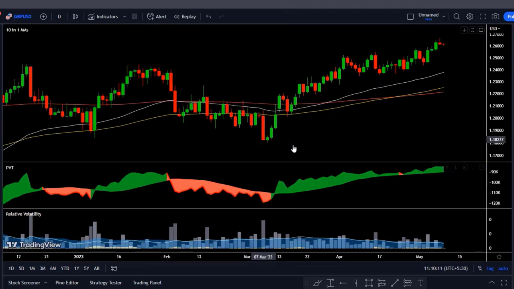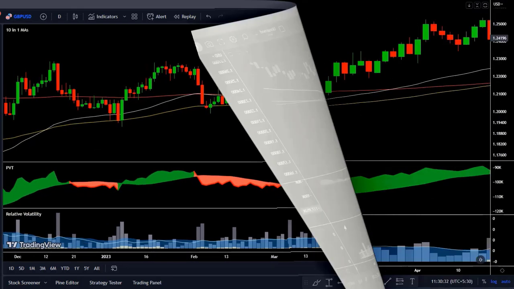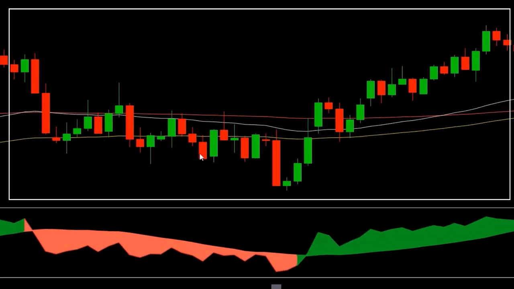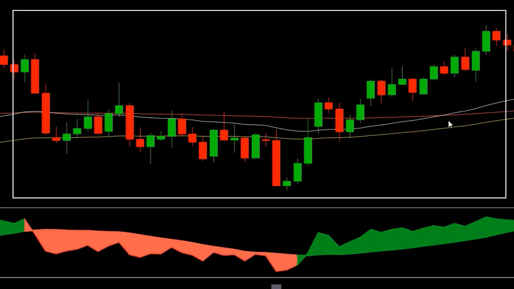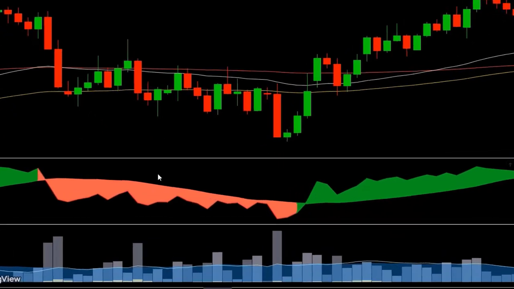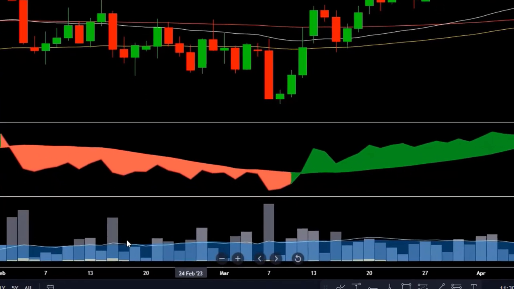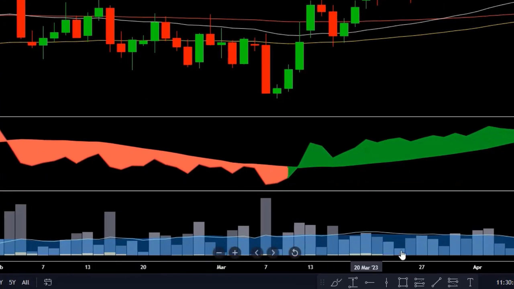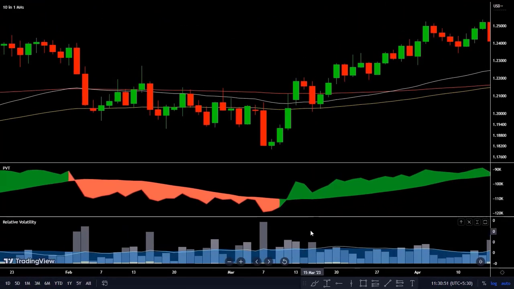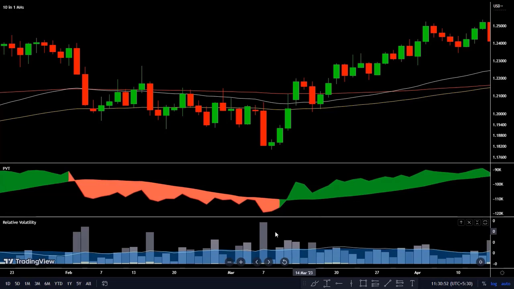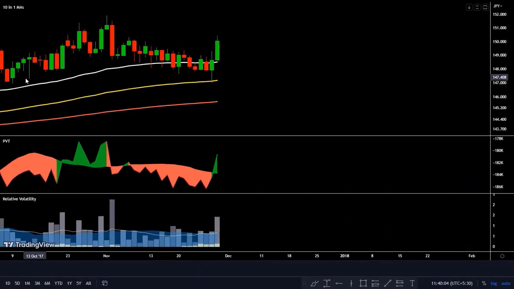Now, let's take a look at how we will be combining the indicators. We will be using the EMAs to determine the overall trend. This means that we will only enter into positions that align with the indication of the EMAs. Next, we will be using the PVT indicator to find the entries. The PVT indicator will provide us with the long or short signal. Finally, we will be using the Relative Volatility Indicator as a confirmation to make sure there is enough volume in the market. Now that we know exactly how each indicator will be used, let's take a look at entries that can be made using them.